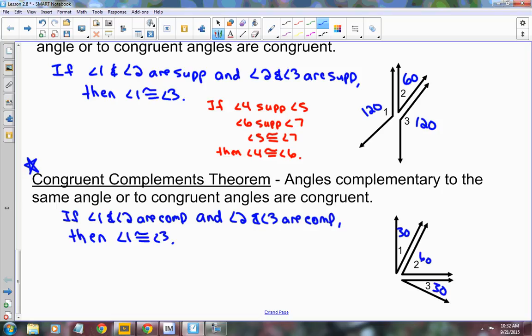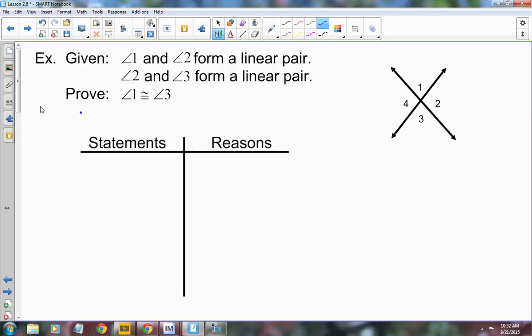All right. So let's do a proof. Now, this proof can be done in about 3 steps, or it can be done in several. Okay? I'm going to show you the shortcut. All right. It says that angle 1 and angle 2 form a linear pair. Angle 2 and angle 3 form a linear pair.